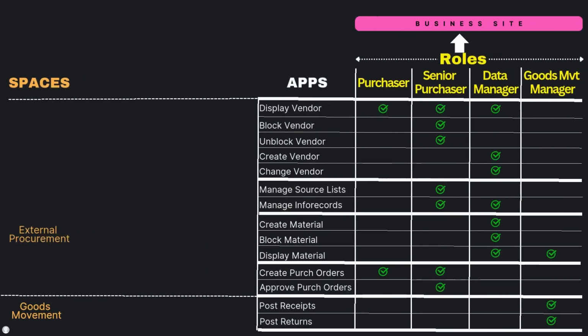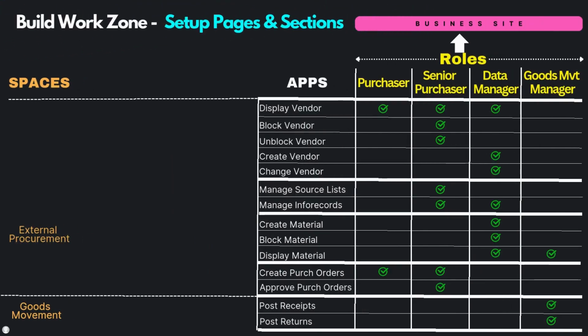So once the spaces have been set up, the next thing we're going to look at is the setup of the pages and sections. Now under the external procurement space, if you see, there are a number of applications here that are related to the data management. So I'm going to create one page for data management.